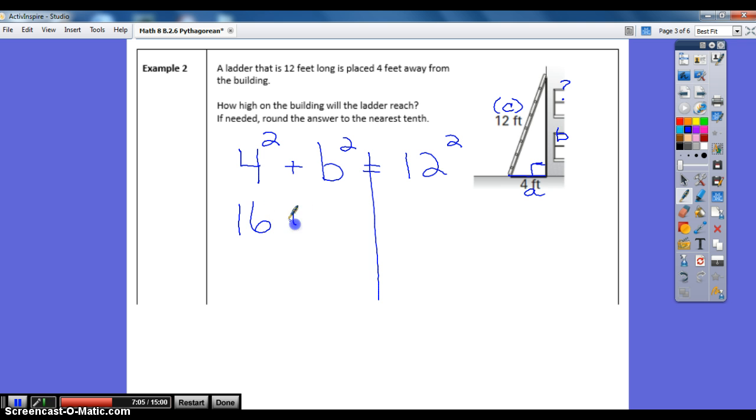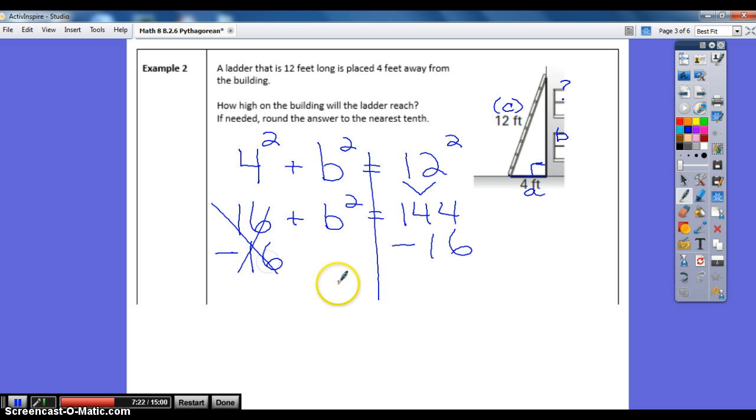So 16 plus B squared equals 12 squared, which is 144. Now, how do I get this 16 over here? Subtract 16 from both sides. So now I have B squared equals 128. Yep, 128. I had some of you hold a 128 up. You would only get half credit because you were half done.